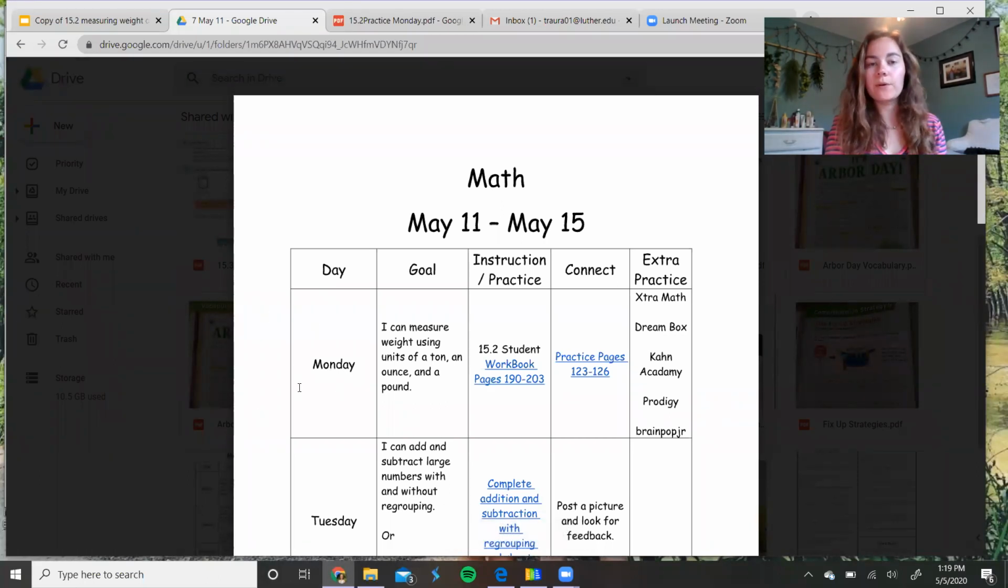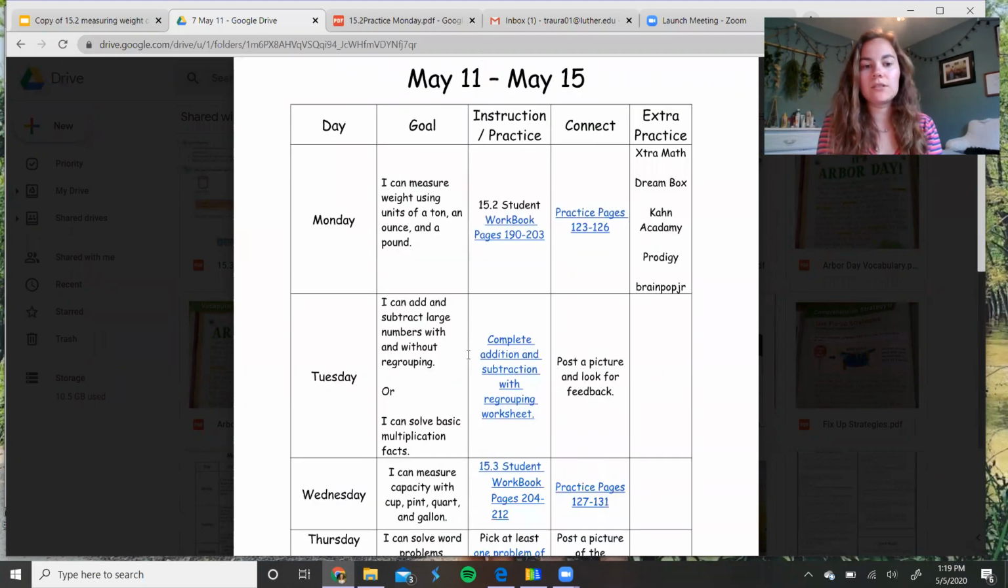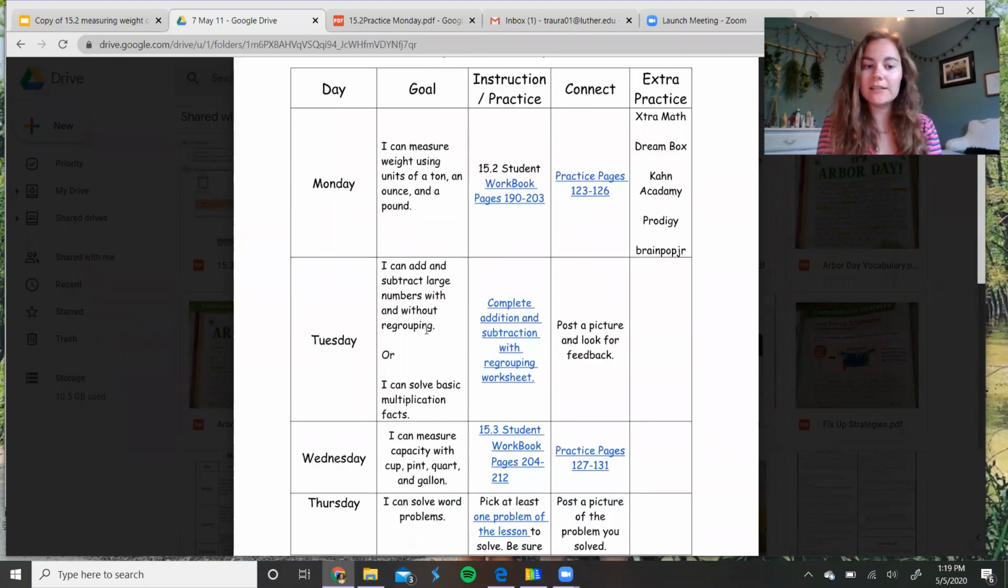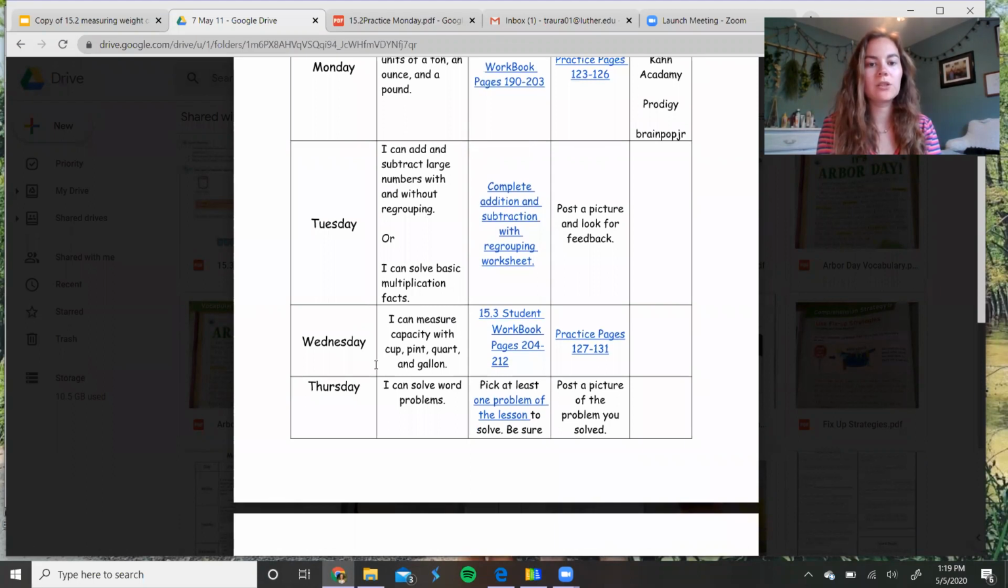So quickly, let's go over our schedule for the week. Today is Monday, and today we will be measuring using units of a ton, an ounce, and a pound. So we're going to be measuring weight today. And then Tuesday, we will be doing adding and subtracting again. Wednesday, we're going to measure capacity with cup, pint, quart, and gallon. Those words might sound familiar if you buy liquids like milk in the grocery store or if you've baked before.